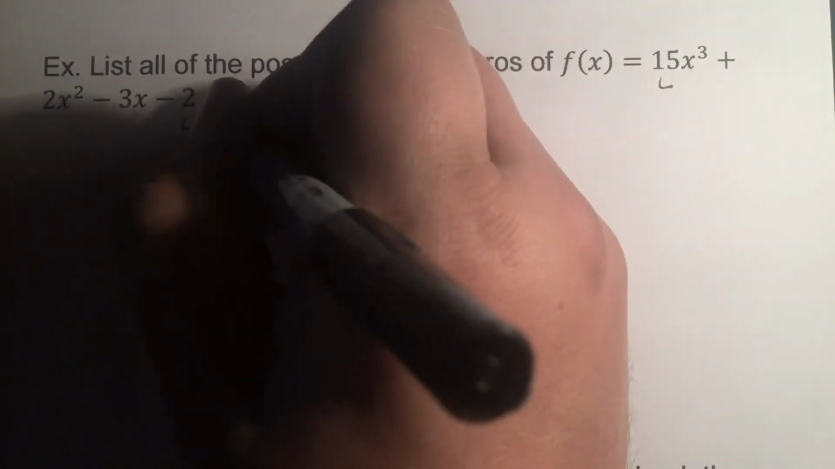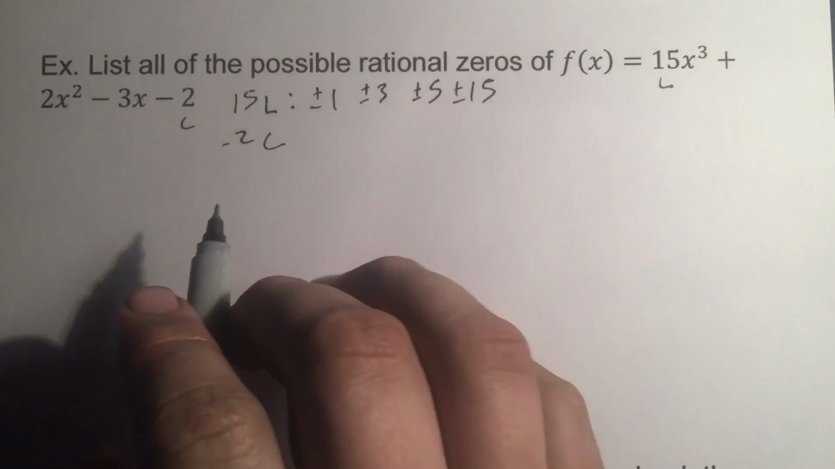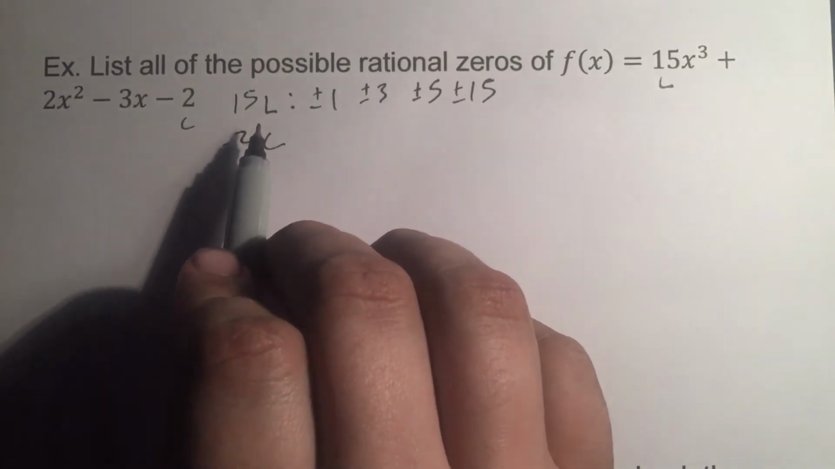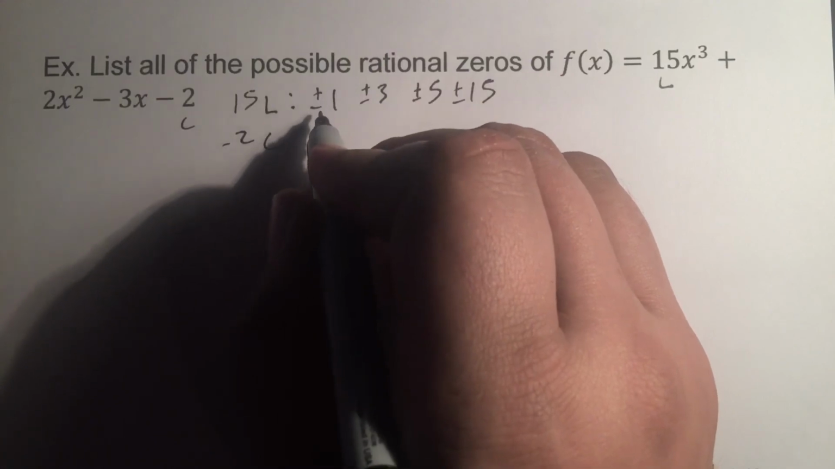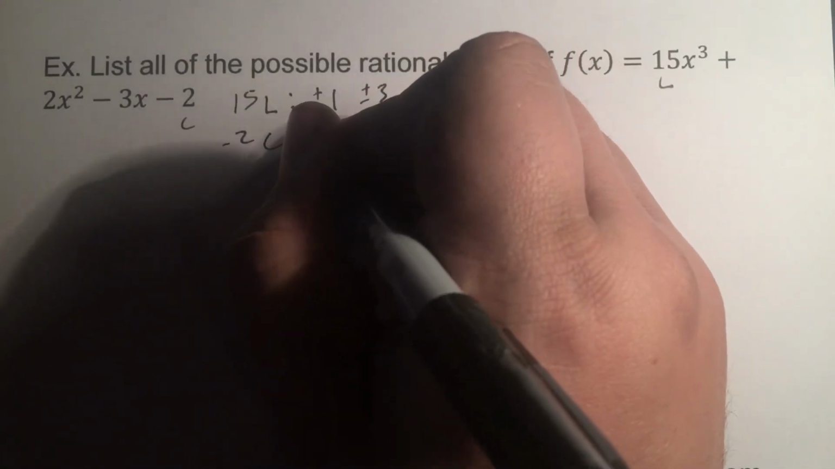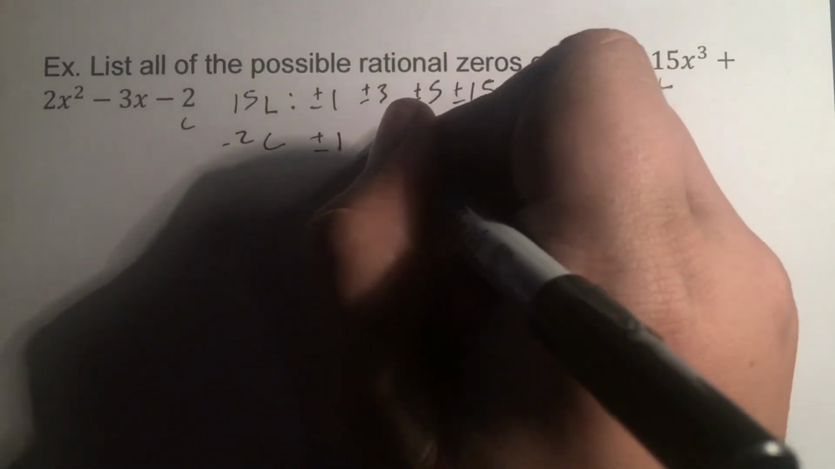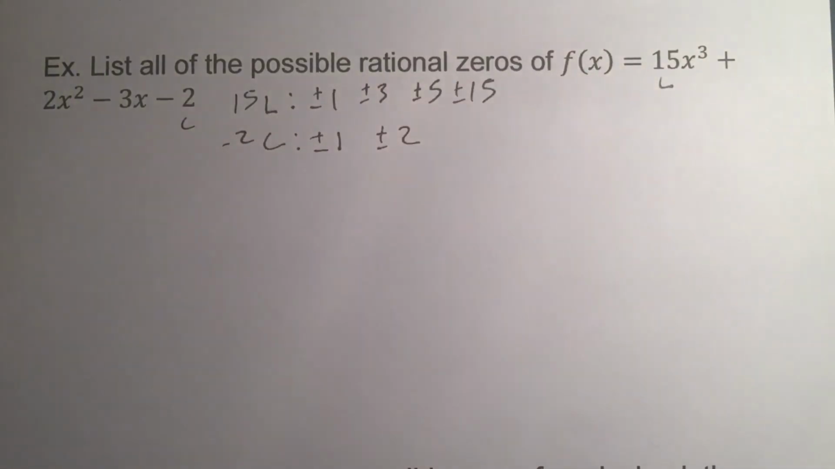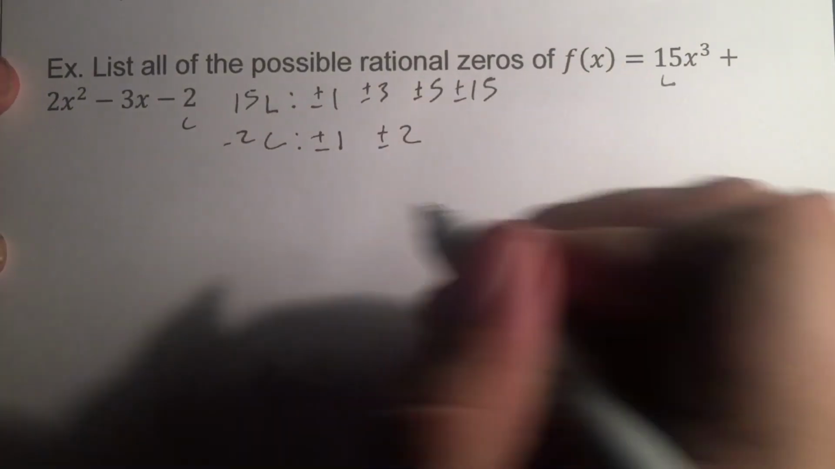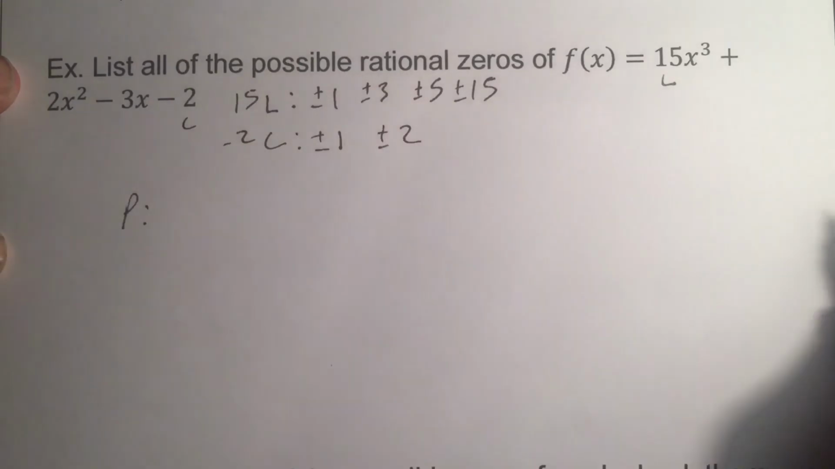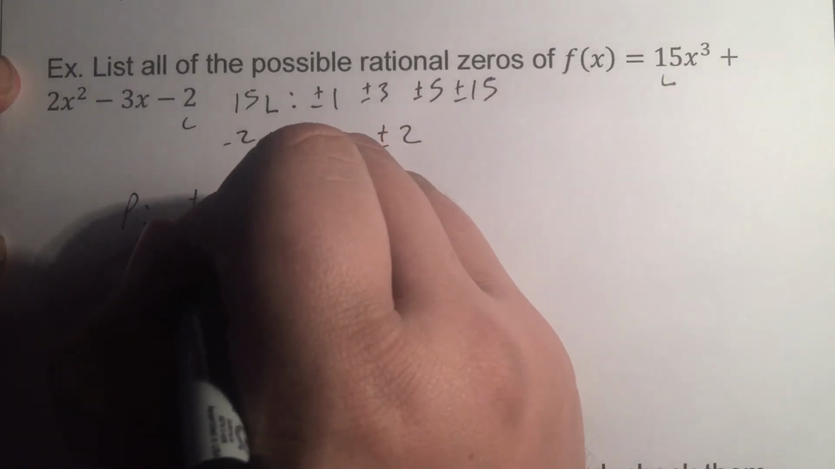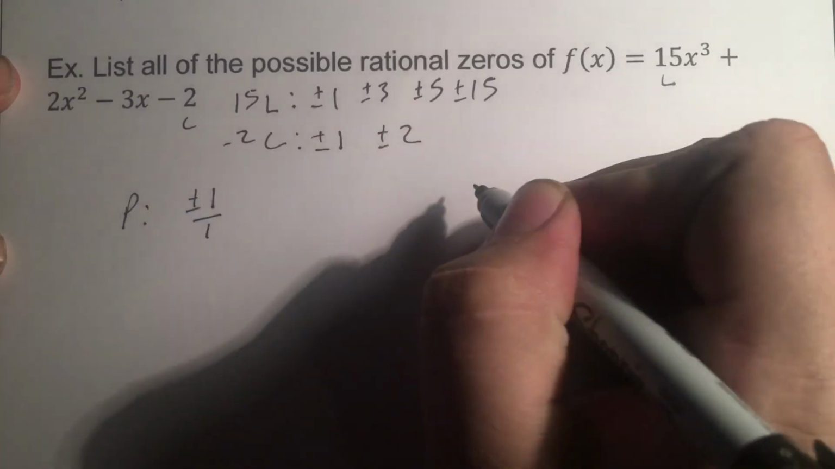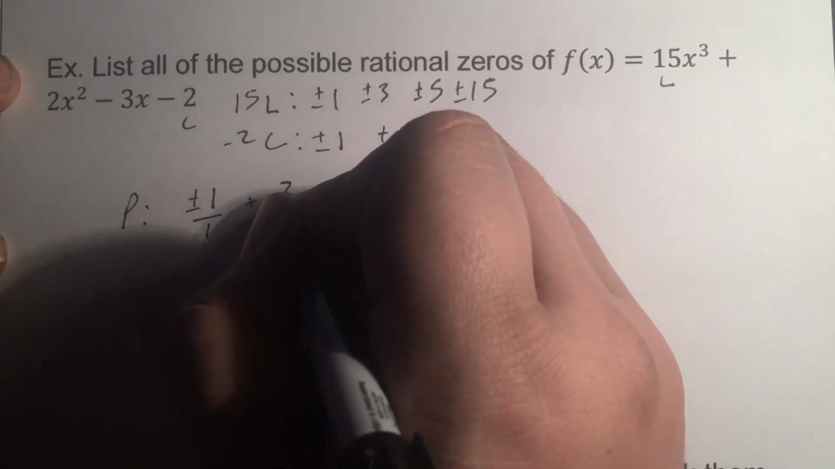My constant is a negative 2. The sign doesn't matter so much as what our number is, because the sign is covered by the plus or minus. So with 2, the only factors would be plus or minus 1, plus or minus 2. So when we set this up as our possible zeros, we would have plus or minus 1 over 1, plus or minus 2 over 1.